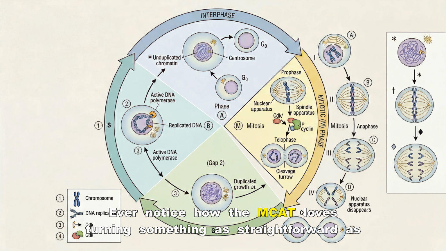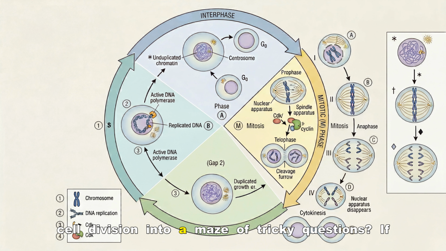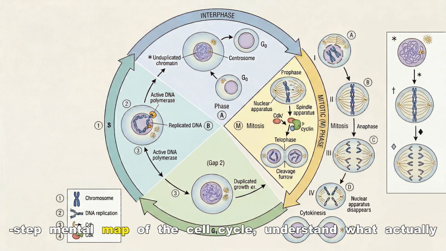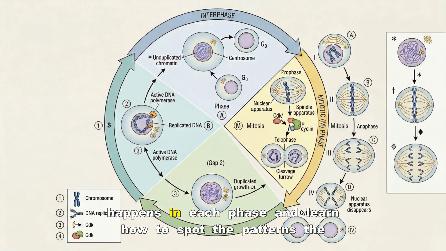Ever notice how the MCAT loves turning something as straightforward as cell division into a maze of tricky questions? If G1, S, G2, and mitosis start to blur together, or checkpoints feel like random buzzwords, this is where we fix that. In the next few minutes, you'll build a clear, step-by-step mental map of the cell cycle, understand what actually happens in each phase, and learn how to spot the patterns the MCAT tests over and over again.